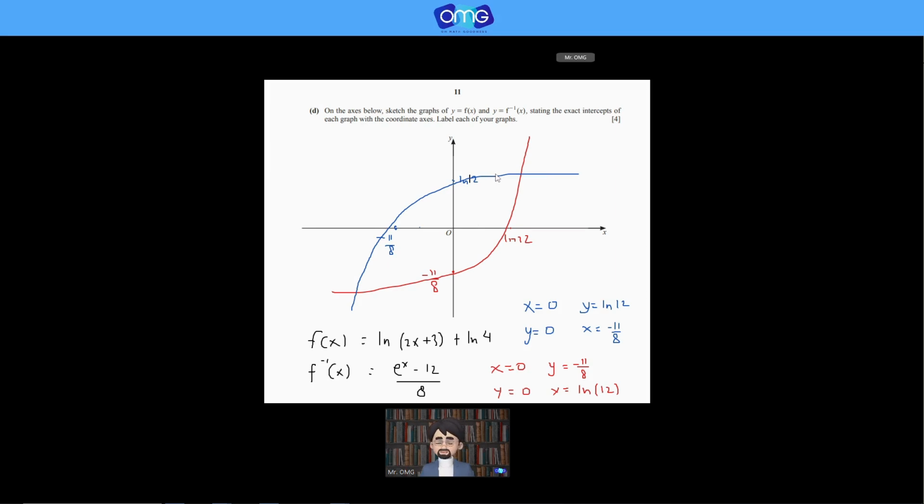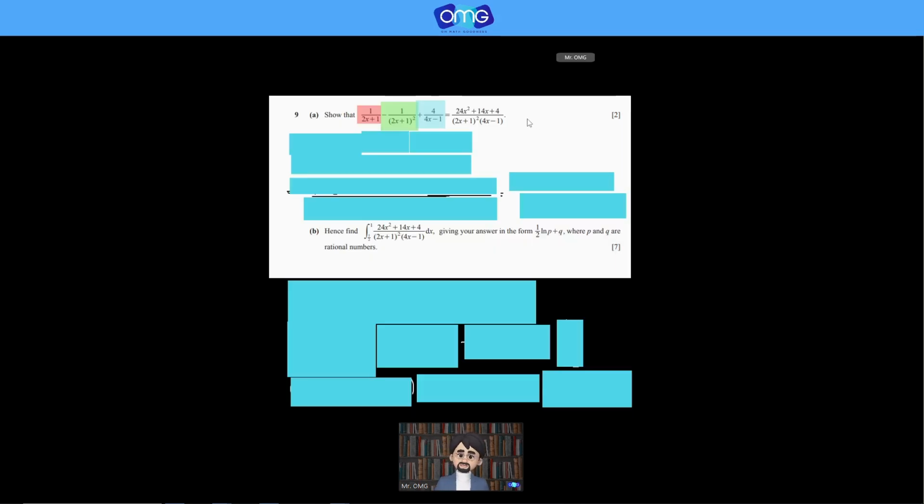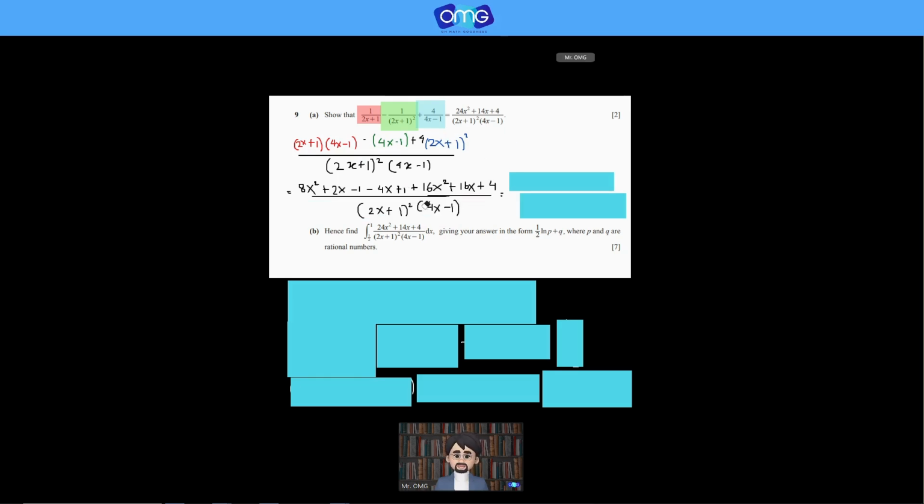Show this fraction algebra into that. So we need to simplify this into the right hand side. The algebra will be, we make the same denominator. We need to multiply by 2x plus 1 times 4x minus 1, and so on. Then we simplify them, and we get this as the result.